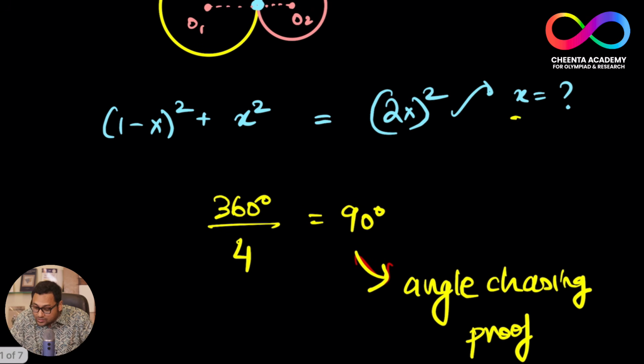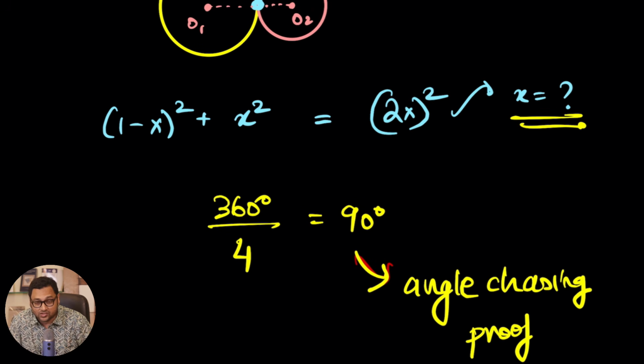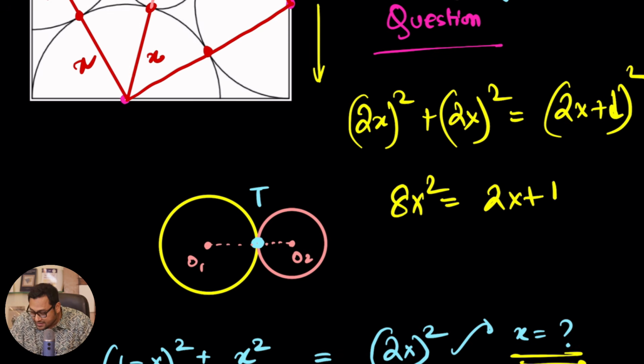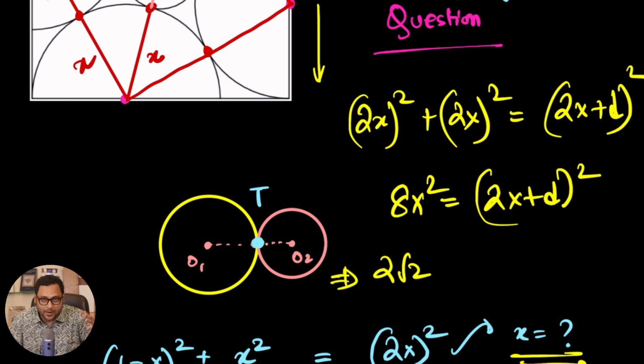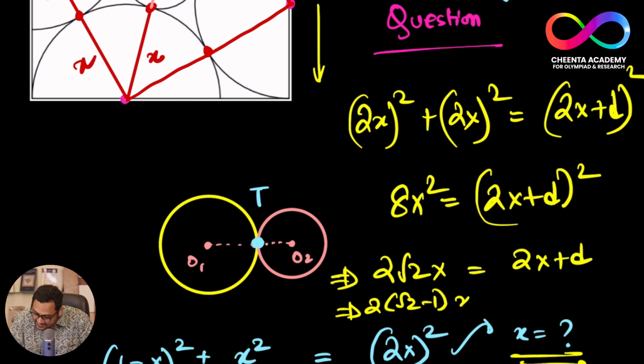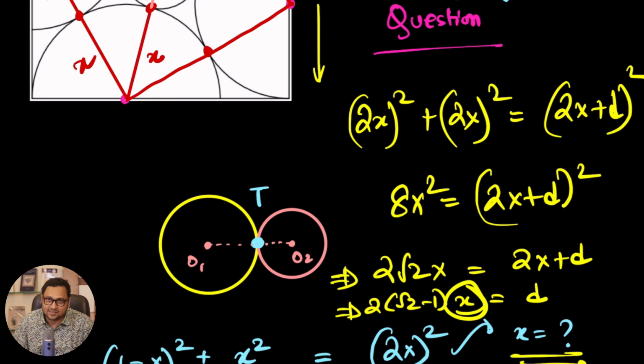We already know the value of x from the previous equation. We can now use it here. So this is 8x squared equals (2x plus d) whole squared. Everything is positive. With a little bit of bookkeeping, we can take the square root on both sides. So 2 root 2 x is equal to 2x plus d. Or we have 2 times (root 2 minus 1) x is equal to d. Just plug in x and you will get the answer.